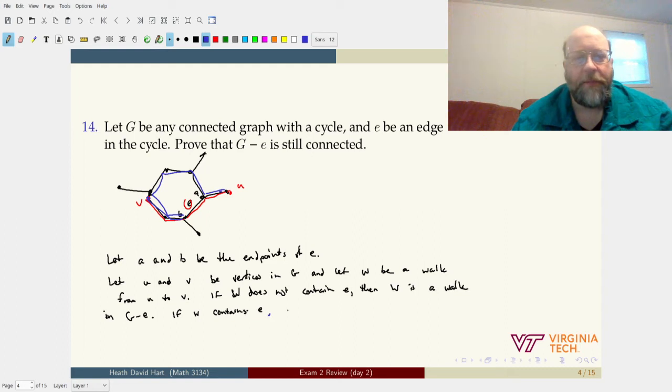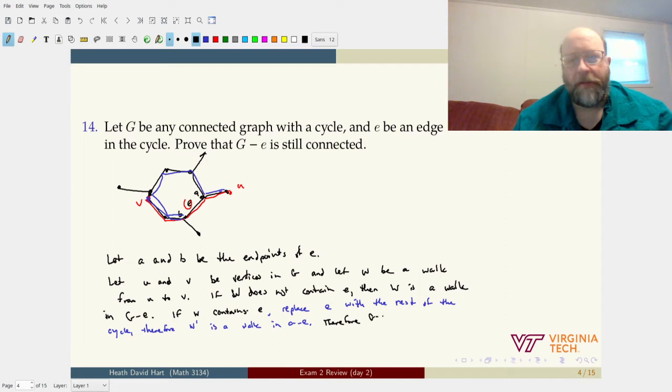So if W does contain E, replace E with the rest of the cycle. So we have the walk containing E, we've replaced E with the rest of the cycle, and therefore the new W, let's call it W prime, is a walk in G minus E. And therefore, any pair of vertices we can still connect together even without E, and therefore G minus E is still connected. All right.